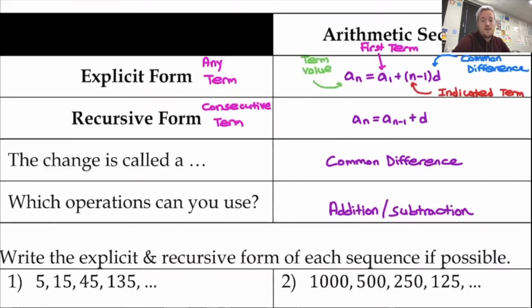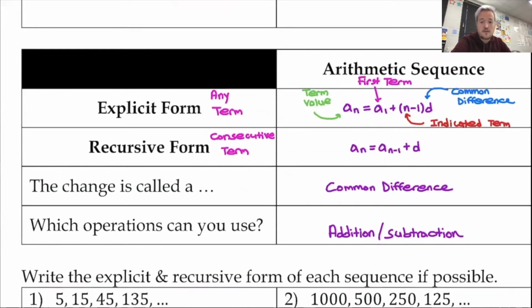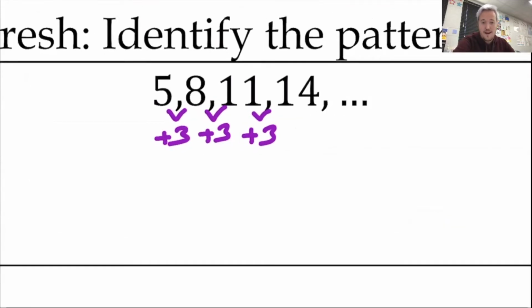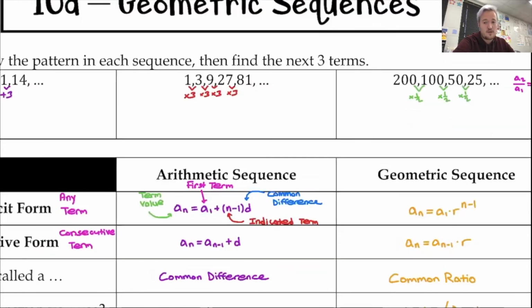All right, so with arithmetic, the change, which is our D value, is called a common difference. And that's if we are going to be adding or subtracting in the sequence. So up here, for this first sequence that we did, since we're adding 3, this would be an arithmetic sequence. Now, the next sequence we're talking about is called a geometric sequence.